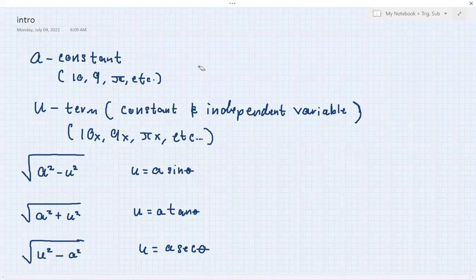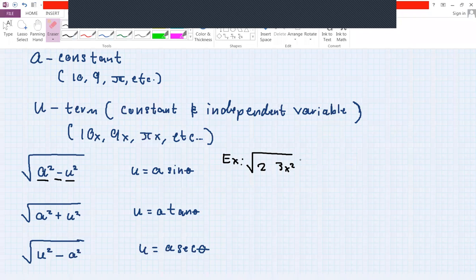So, ano kayo napapansin nyo rito? Ibig sabihin nun, nauna si constant. Okay, nauna si constant. Sunod, minus sign. Tapos sunod, term na may independent variable. So, anong mga examples? So, kunwari, eto, sabihin natin 2 plus 3x squared. Ay, sorry, hindi pala plus. Minus pala. Iba na yun kapag plus.